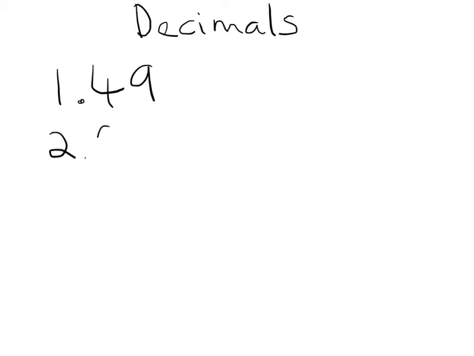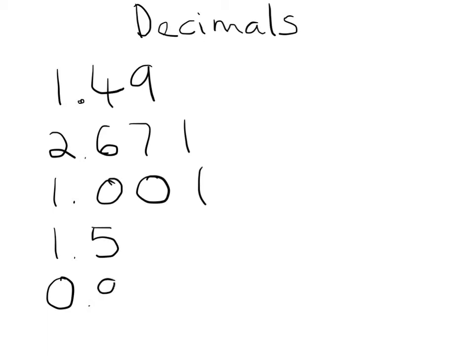So decimals. So here in front of you I'm going to quickly write down some decimals. Now when ordering decimals, the 5 numbers we have here are 1.49, 2.671, 1.001, 1.5 and 0.999. What we're going to do now is put these in order from smallest to largest.